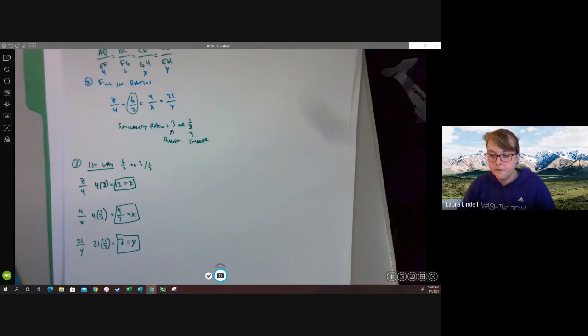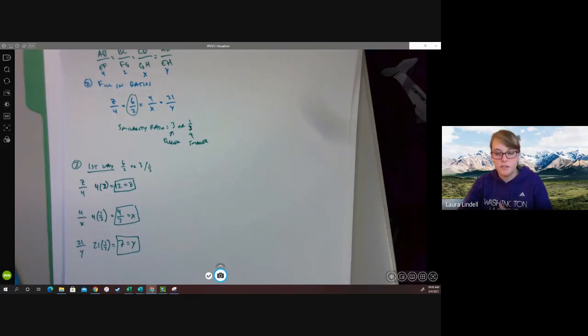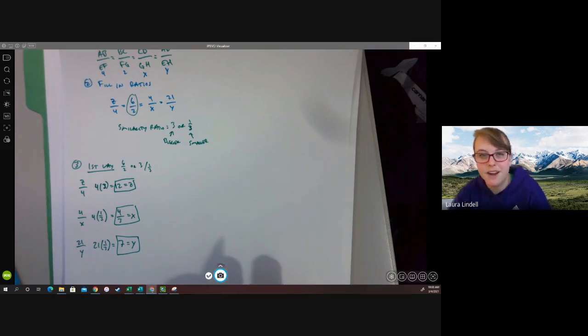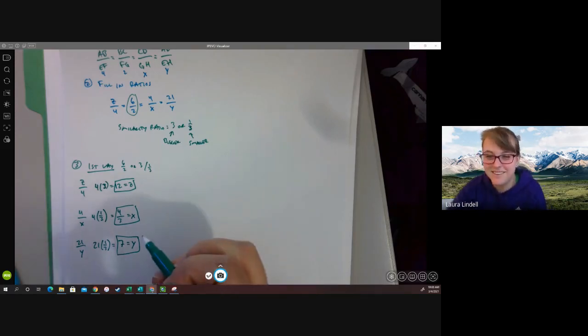So that's the first way. You can take the variable, if it's on the bigger shape, then you need to multiply the corresponding side by the bigger scale factor. If your variable's on the smaller shape, then you multiply by the smaller scale factor to make it smaller. But why? Yes, good job, Caleb.